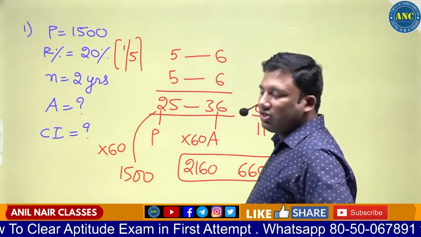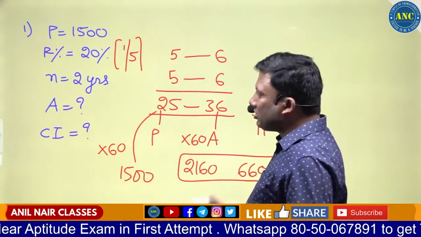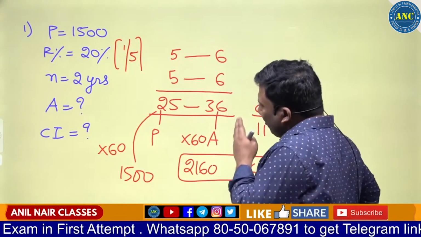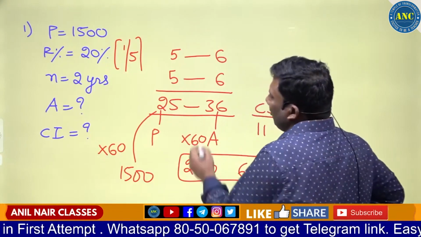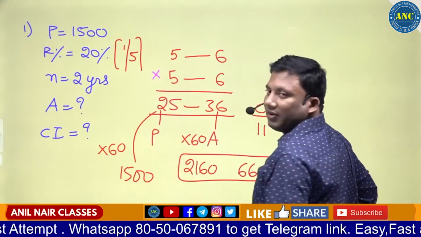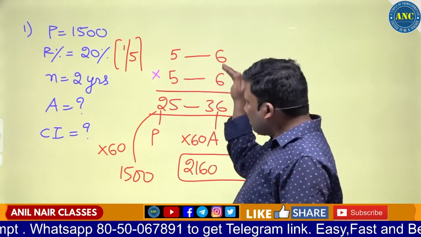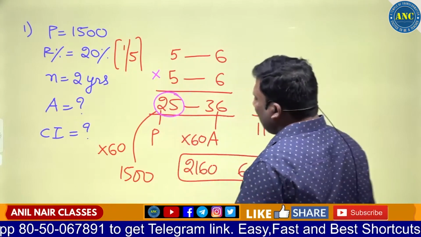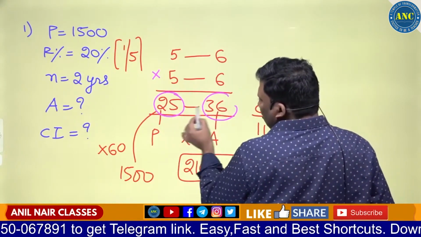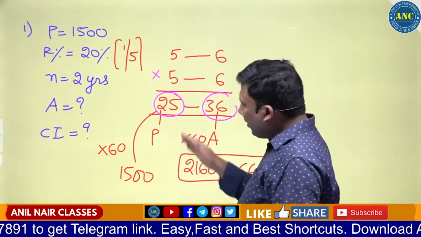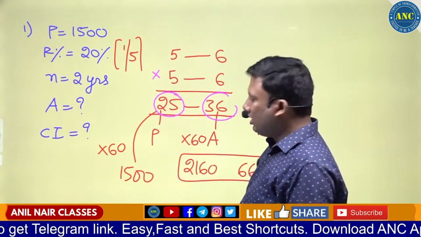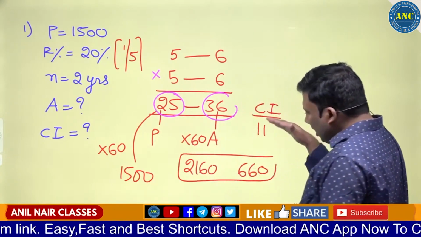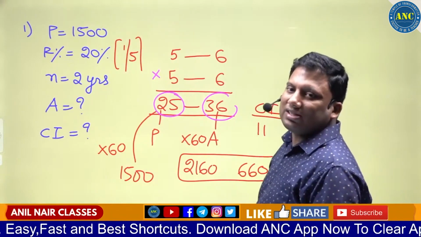R percentage is 20%. 20% is 1 by 5. 5, 1 increase, 6. Second year, 5, 1 increase, 6. One event is happening after another event. 5 fives are 25. 6 sixes are 36. Initial value is the principal. Final value is the amount. Change is the compound interest. 25 is becoming 1500, into 60. 36 into 60 is 2160. 11 into 60 is 660.